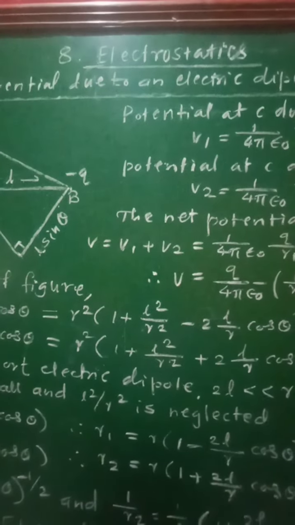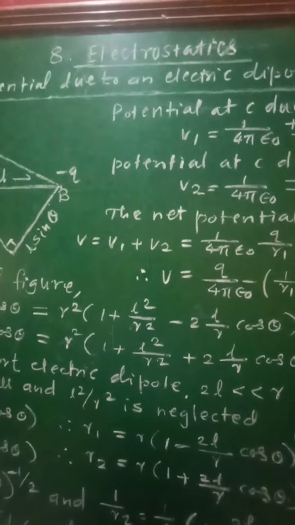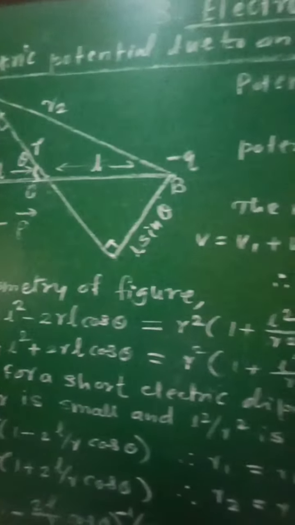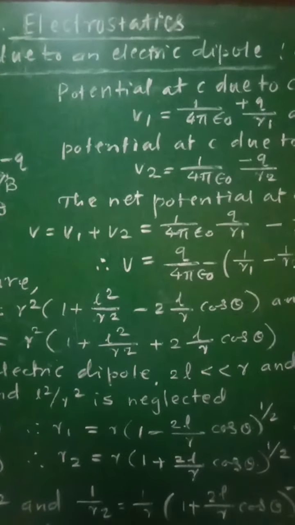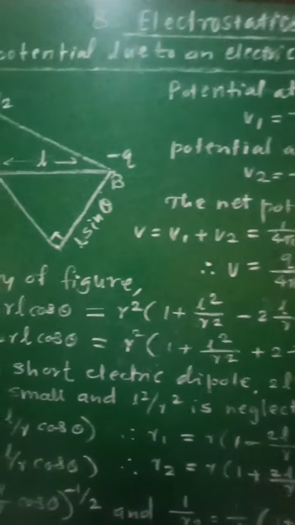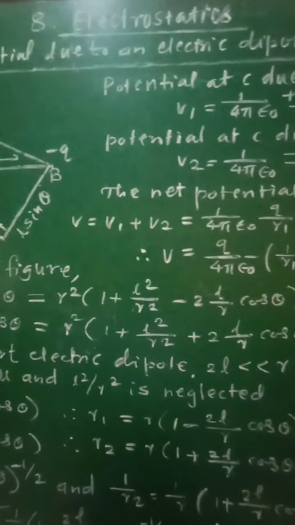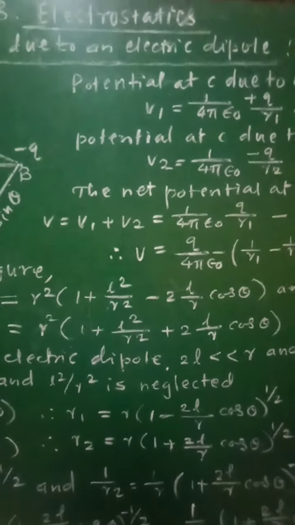Class 12th, Subject Physics, 8th chapter, Electrostatics. From this chapter, the electric potential due to an electric dipole. We have to obtain the expression for electric potential due to an electric dipole. Now, what is an electric dipole?